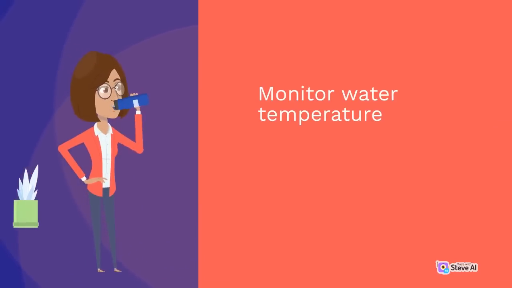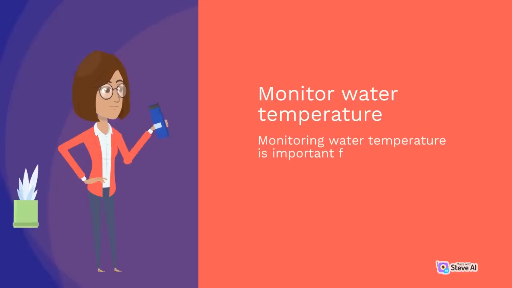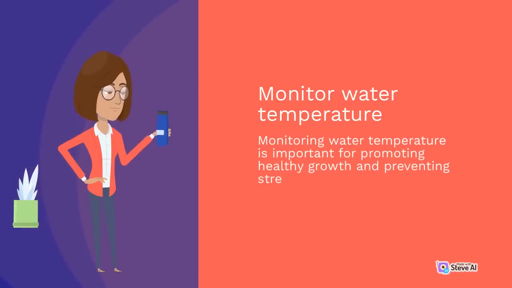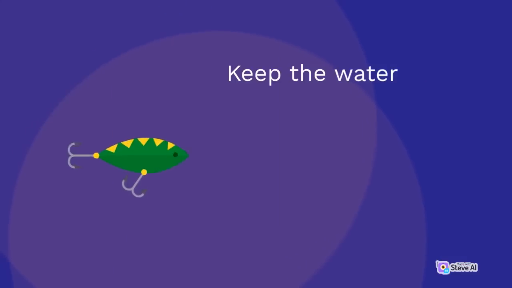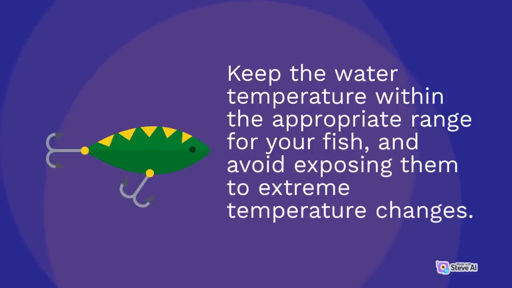Monitor water temperature. Monitoring water temperature is important for promoting healthy growth and preventing stress and illness in your Ryukyu goldfish. Keep the water temperature within the appropriate range for your fish, and avoid exposing them to extreme temperature changes.